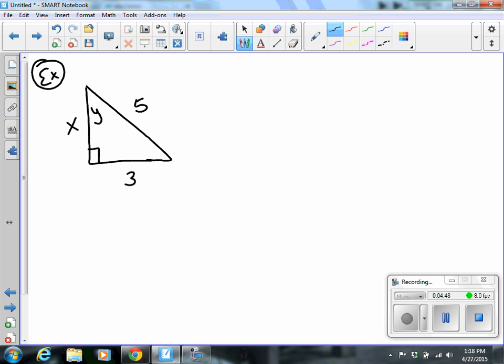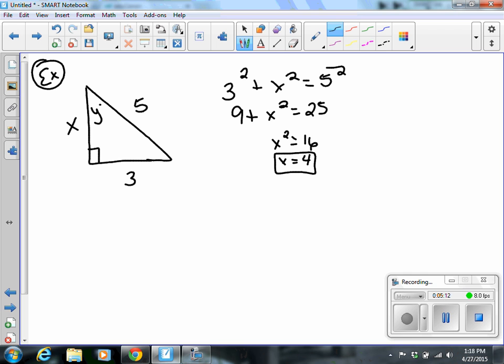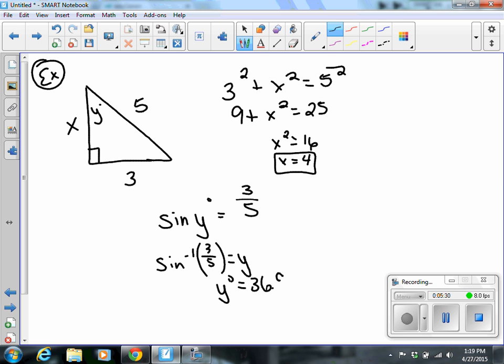In order to find y, I would need to use my trig ratio because that's my angle measure. But if I wanted to find x right away, I could use the Pythagorean theorem instead of having to figure out my trig ratios. X equals 4. Now if I wanted to find the y, I could use the sine of y equals 3 over 5, and then use my inverse, which gives me approximately 36.9 degrees.